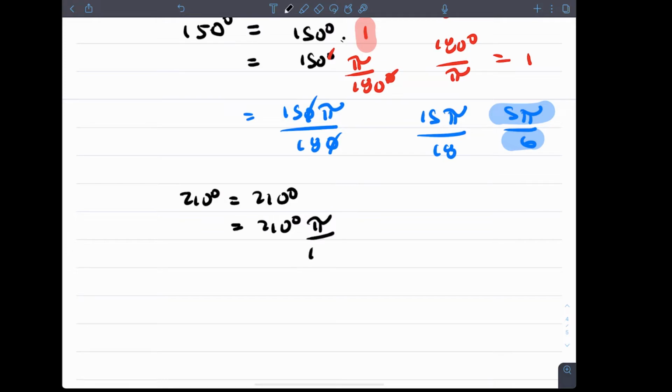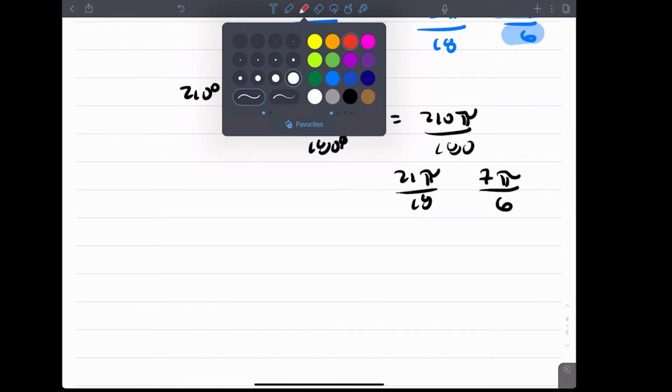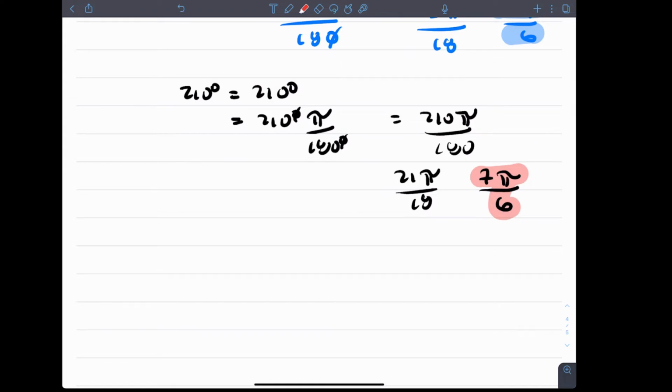Pi over what? 180, gone. So this would be 210 pi over 180. 21 pi over what? 18. 3 goes into 21 how many times? And then 3 goes into 18 how many times? 6. This is why it's 7 pi over what? 6. What was the other one?